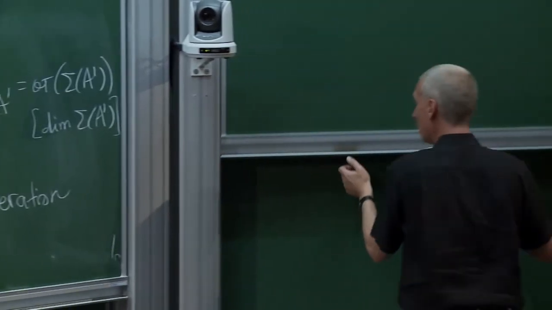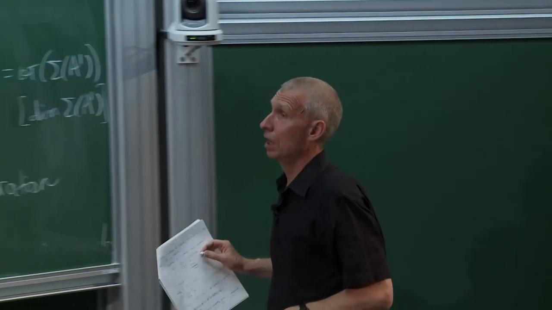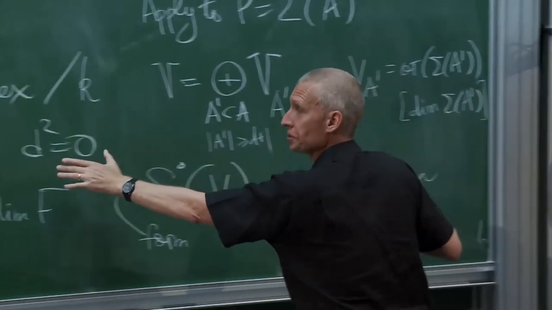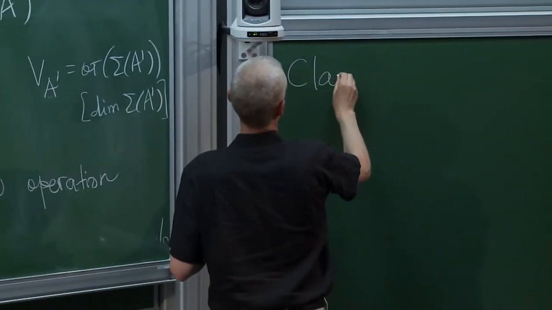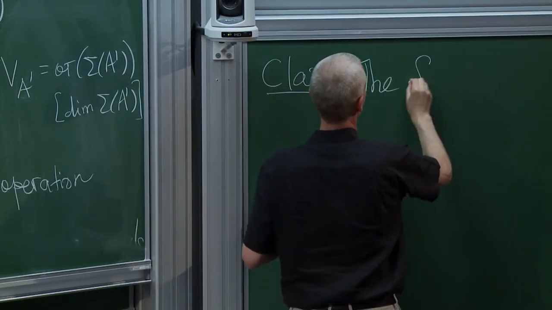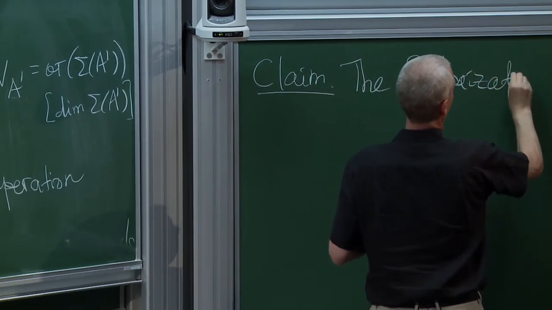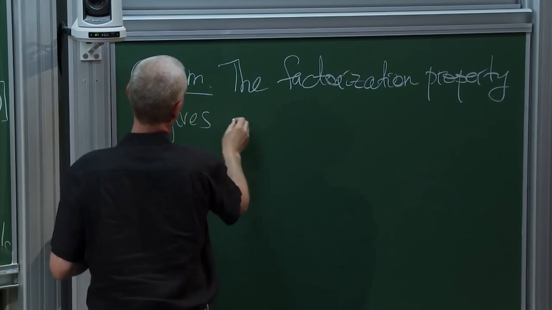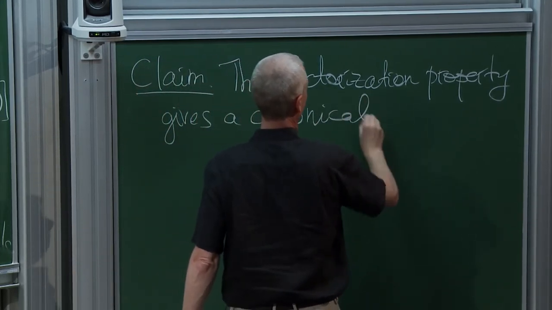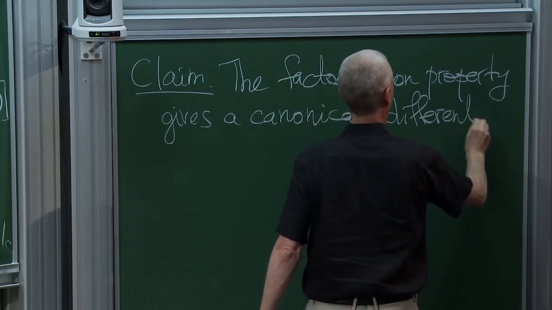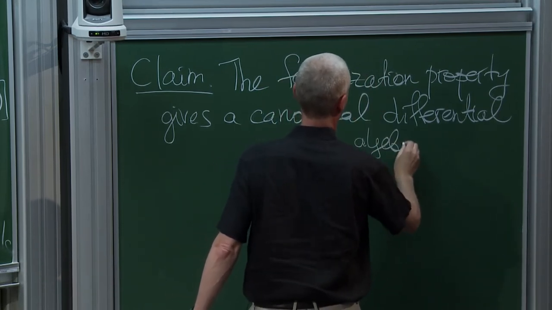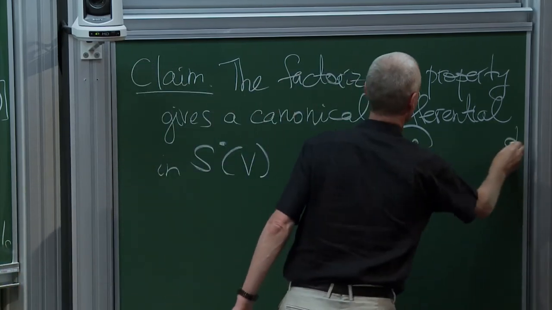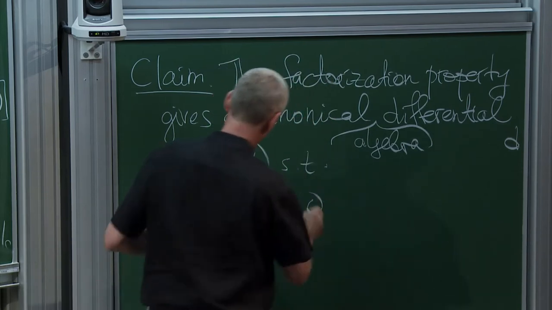So my claim is that the factorization property of the secondary polytopes implies that this algebra acquires a differential, an algebra differential, satisfying d squared equals zero. Let me first state it as a claim: the factorization property gives a canonical algebra differential D in the symmetric algebra of V, satisfying D squared equals zero.